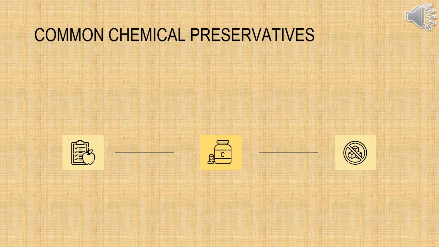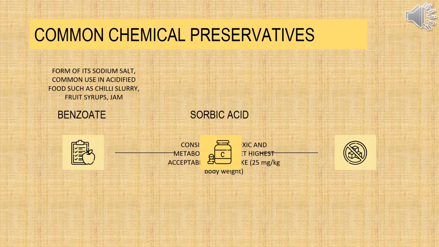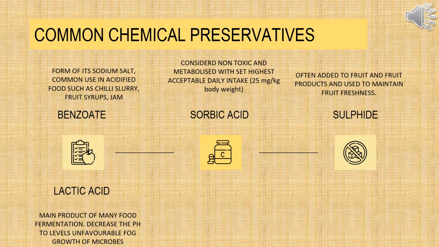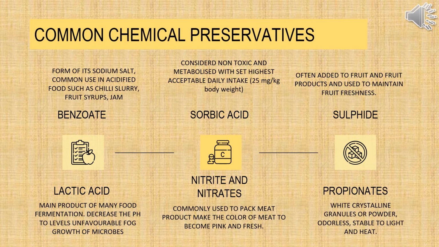Now we are going to the chemical preservatives that are commonly used in the food industry. Now we are going to the types of chemical preservative that are commonly used in food products and usually used as an ingredient in food processing.